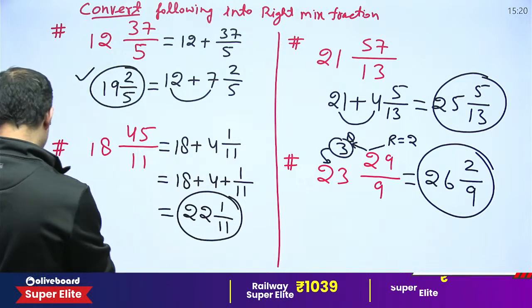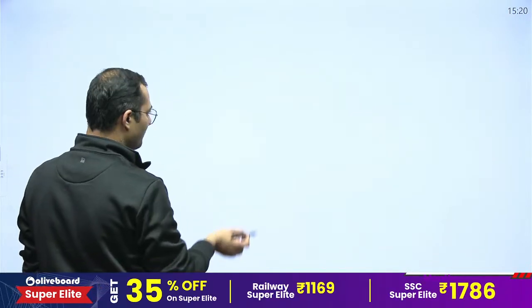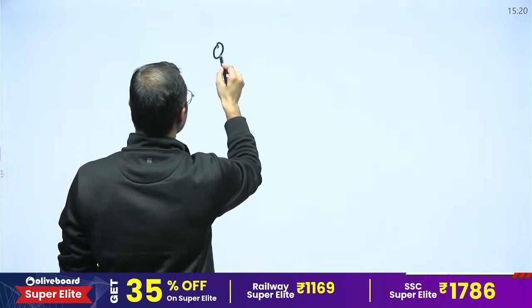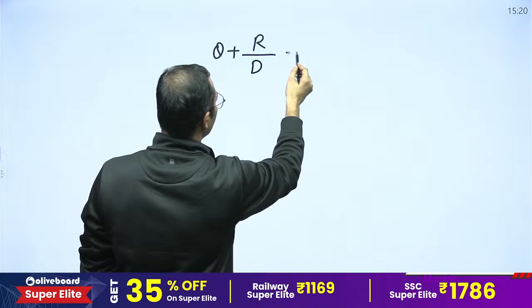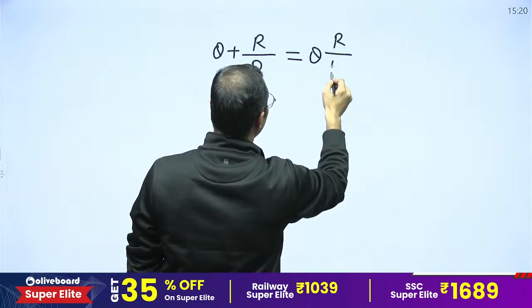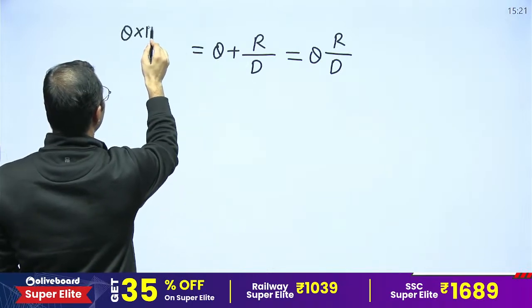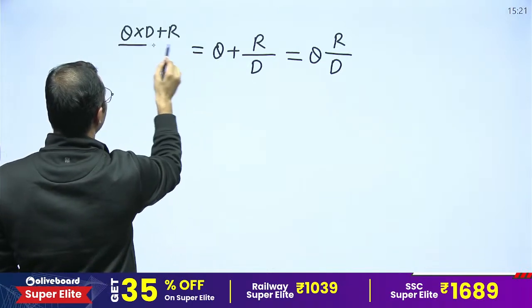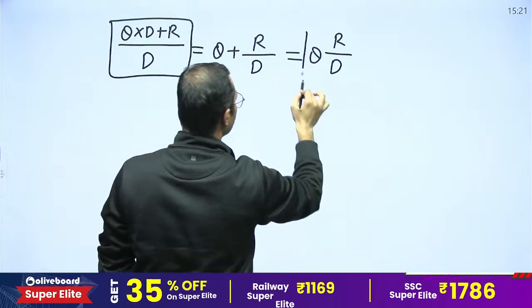So till now we have understood that a mixed fraction is in the form of quotient plus remainder divided by divisor, right? So we can write it as quotient whole r upon d, or in the form of quotient into divisor plus remainder divided by divisor. So these are the two forms.